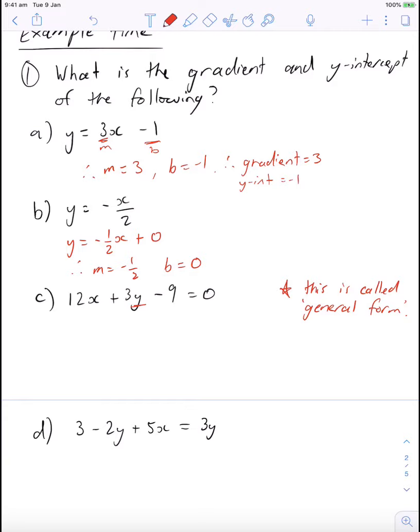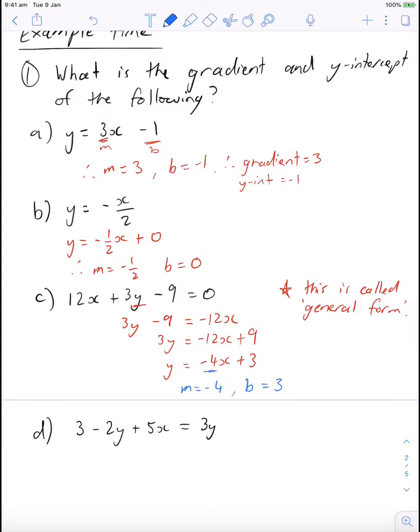First step, I'm going to subtract 12x. So I'm going to get 3y minus 9 equals minus 12x. Then we'll add 9. So I get 3y equals minus 12x plus 9. Finally, we're going to divide everything by 3. And I get y equals minus 4x plus 3. And now, happy days, we've got it in the right form. And so that gives me gradient equals minus 4 and our y-intercept now equals positive 3. And that is that one.